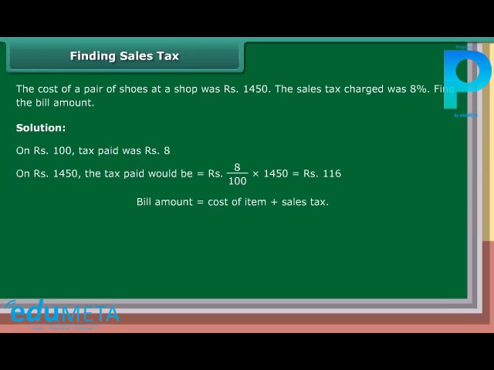Bill amount = cost of item + sales tax = ₹1,450 + ₹116 = ₹1,566.